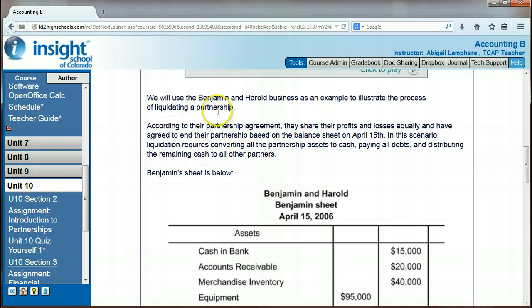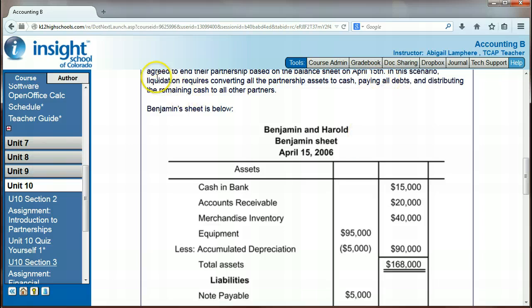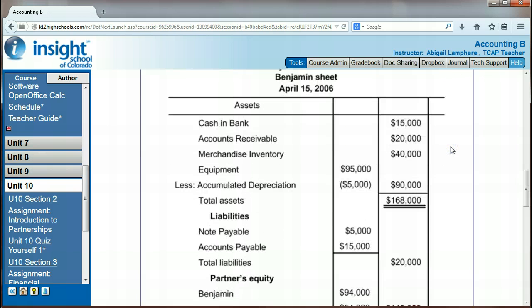Okay, so we have this example in our text of Ben and Harold illustrating the process of liquidation of a partnership. According to their partnership agreement, they share their profits and losses equally, and have agreed to end their partnership based on the balance sheet on April 15th. In this scenario, liquidation requires converting all partnership assets to cash, paying all debts, and distributing the remaining cash to partners. So here's their balance sheet.